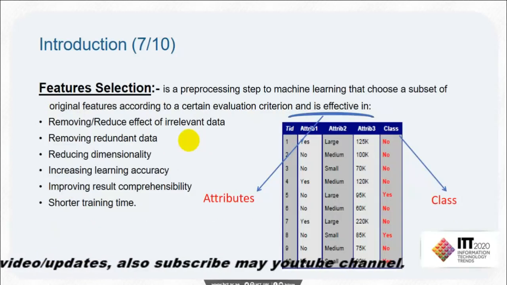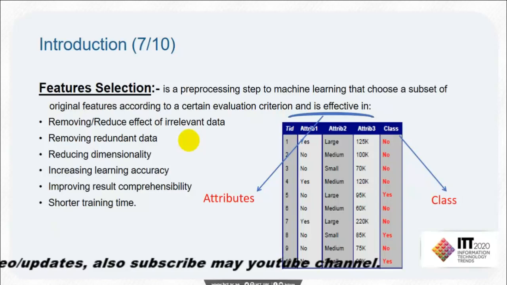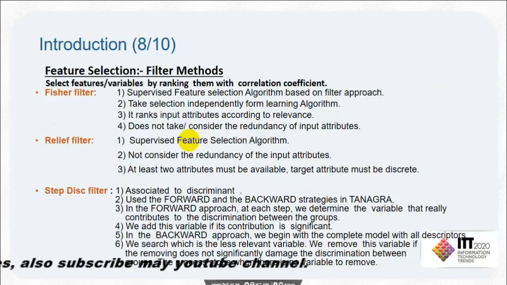Feature selection. What feature selection does is a process step in machine learning that chooses a subset of original features according to certain evaluation criteria and is effective in removing redundant data, reducing the effect of irrelevant data, removing dimensionality, increasing learning accuracy, improving result comprehensibility, and shortening training time.